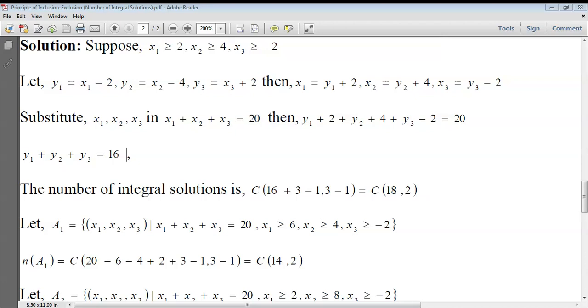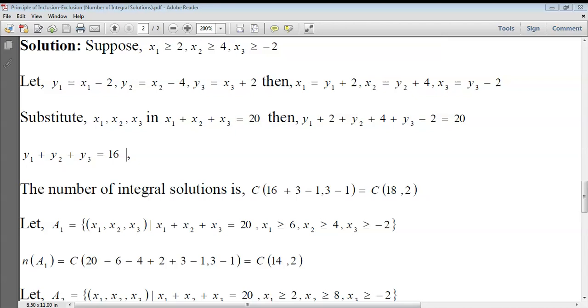So as we have simplified earlier, the answer will be 20 minus 6, where 6 is the right hand side of x1, minus 4, where 4 is the right hand side of x2, minus of -2, that is plus 2, where -2 is the right hand side of x3, plus 3, where 3 is the number of y's. The y's will be 3 minus 1, C3 minus 1. So the number of integer solutions satisfying A1 will be C of 20 minus 6 minus 4 plus 2 plus 3 minus 1, C3 minus 1.